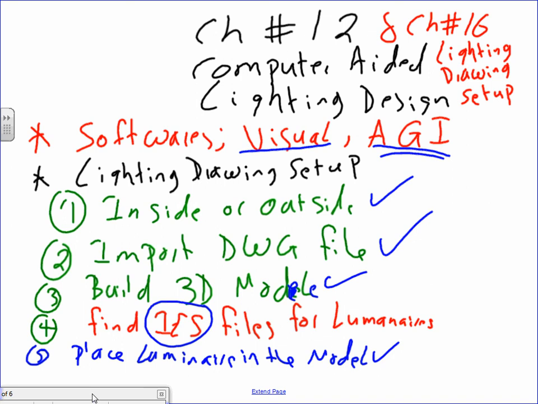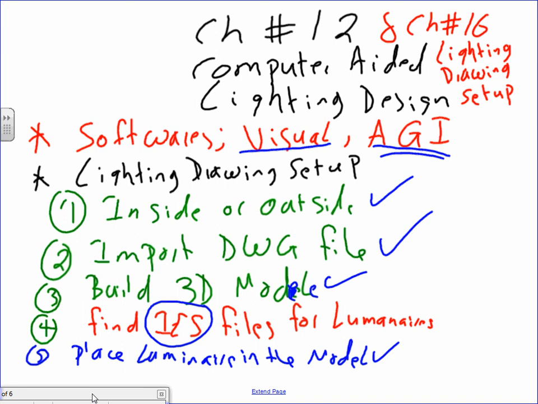Then, Adam, you're going to import DWG files. Is that what you guys did with me? We imported the layout of the project from CAD into Visual, in the inside or the outside, right? I hope these are review for you guys because we already did that. Import the DWG file into the software. Then, build the 3D model.